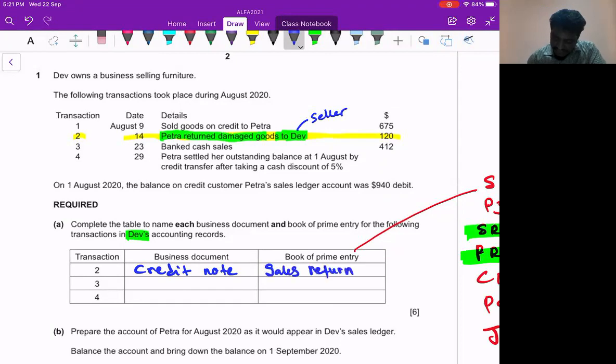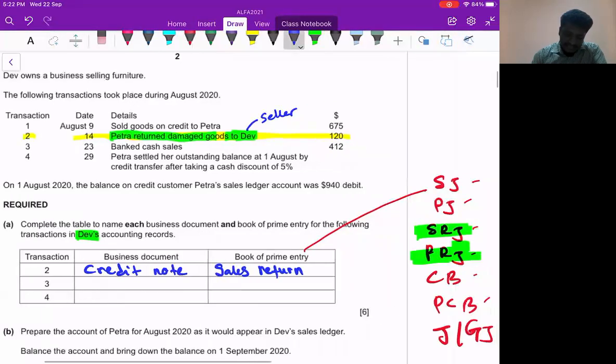If you just write sales return, you don't get any marks. It's supposed to be sales returns journal. The word journal must be there. Okay, next one.